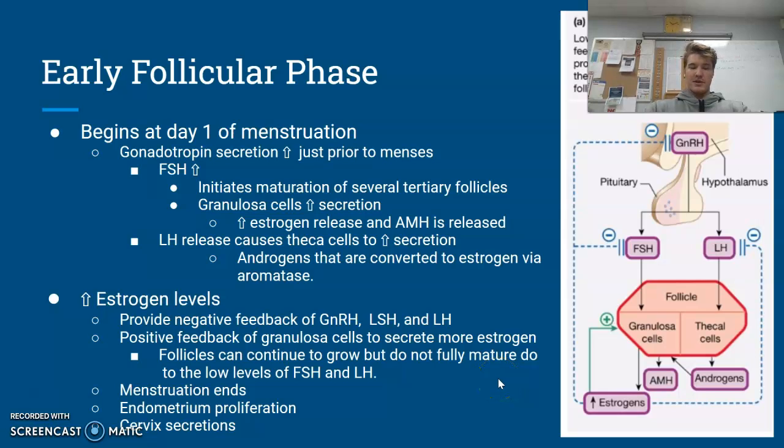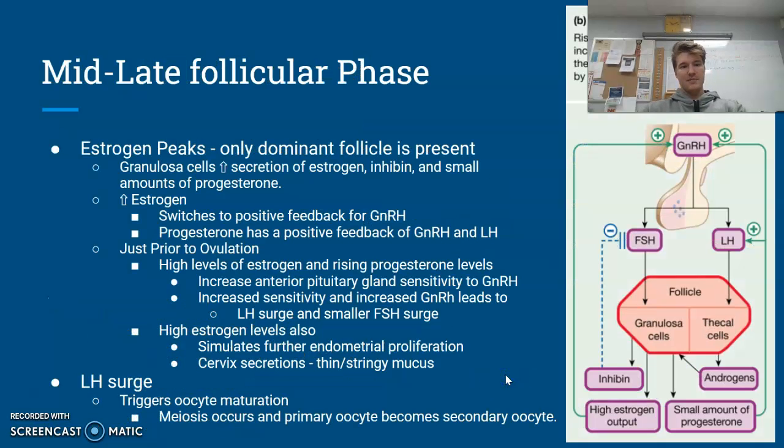The endometrial epithelium starts to grow, preparing for pregnancy or implantation, and then the cervical secretions become watery and clear, preparing for sperm entry. So moving on to the mid to late follicular phase, estrogen is going to peak during this time. And at this time, we're only going to have that dominant follicle present. So with all this positive feedback I just described of estrogen with the granulosa cells, now we're seeing this estrogen peak.